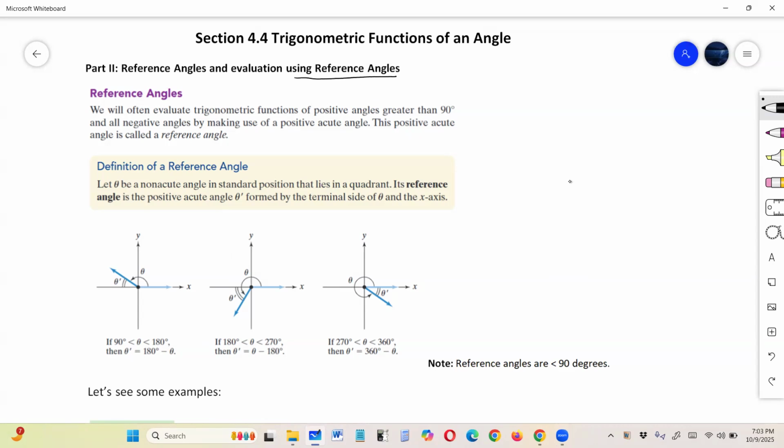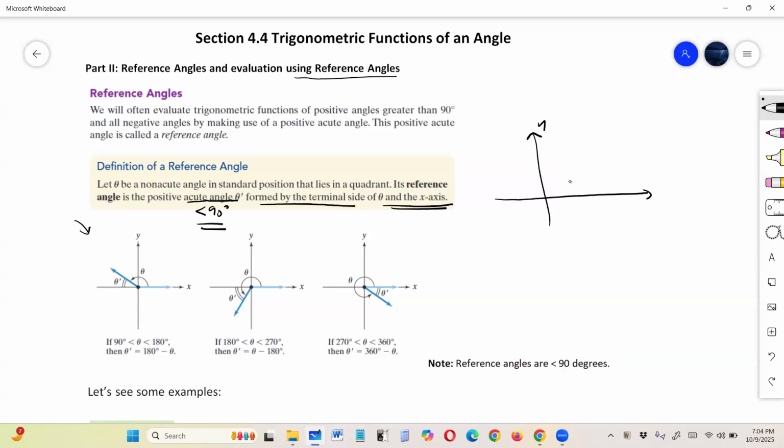Okay, so first of all, the concept of a reference angle is, as you see here in the picture. A reference angle is going to be an acute angle. This is an angle less than 90 degrees that is formed by the terminal side of your angle and the x-axis.